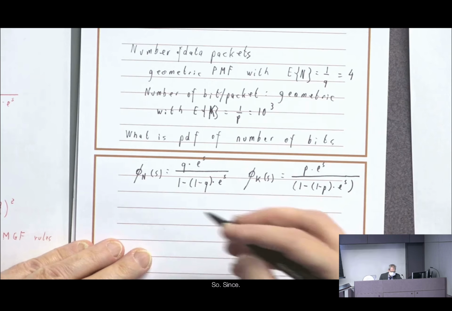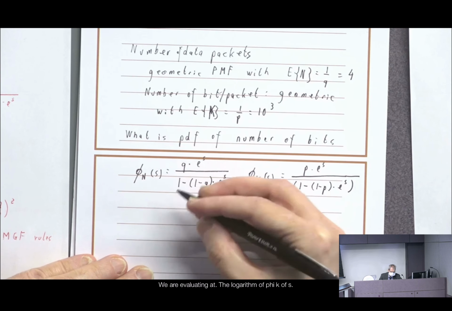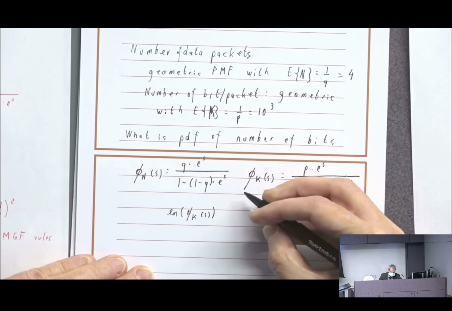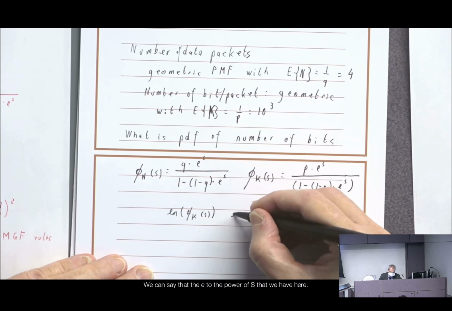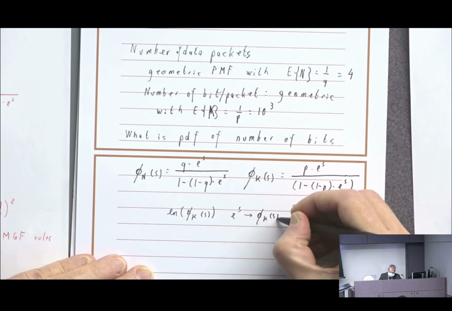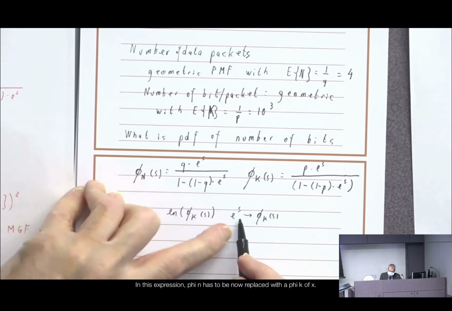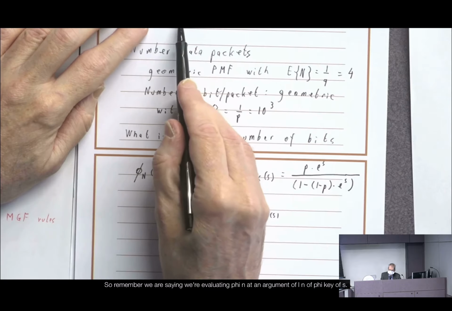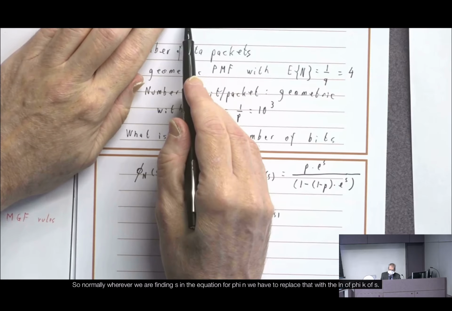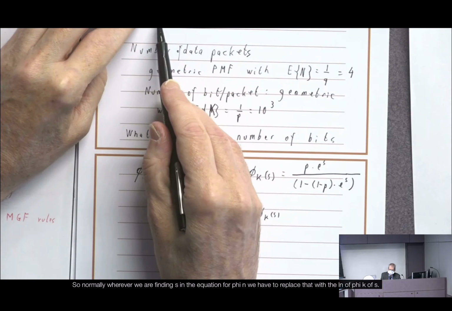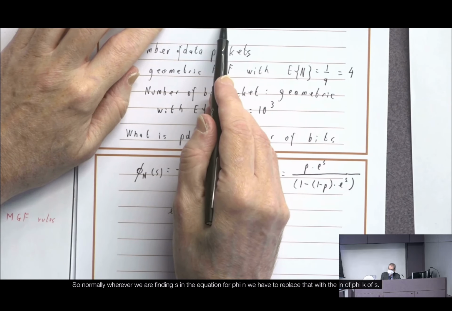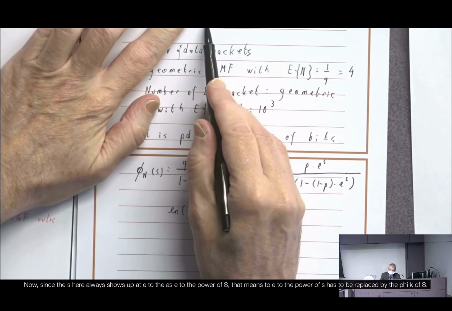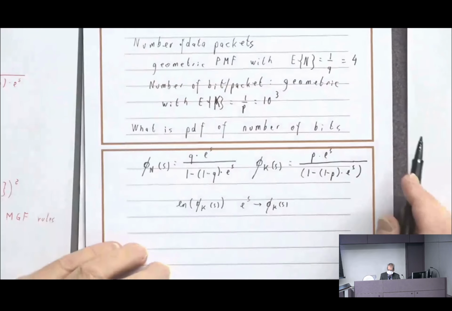And so since we are evaluating at the logarithm of phi_K of s, the e to the power of s that we have in this expression for phi_N has to be now replaced with phi_K of s. Remember, we're evaluating phi_N at an argument of ln of phi_K of s. So wherever we find s in the equation for phi_N, we have to replace that with the ln of phi_K of s. Now, since the s here always shows up as e to the power of s, that means the e to the power of s has to be replaced by phi_K of s.